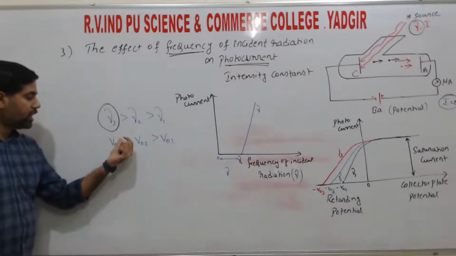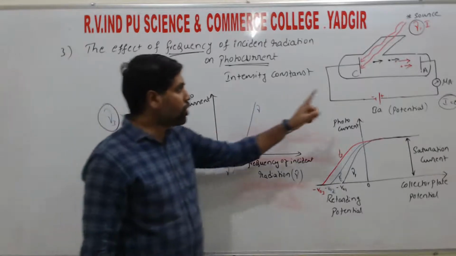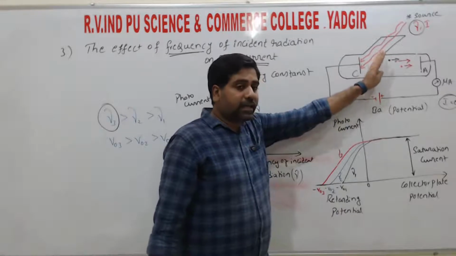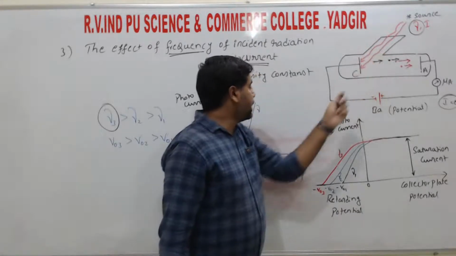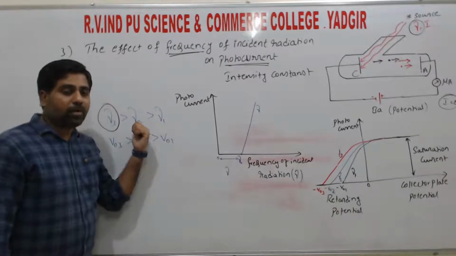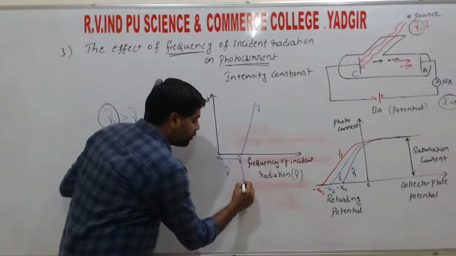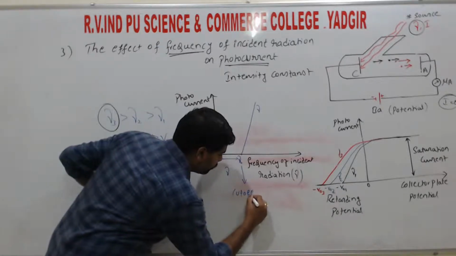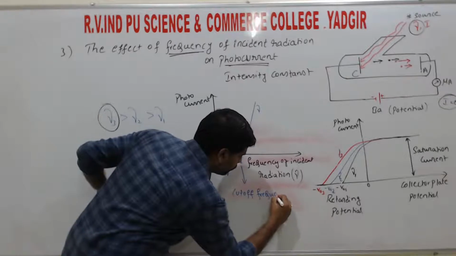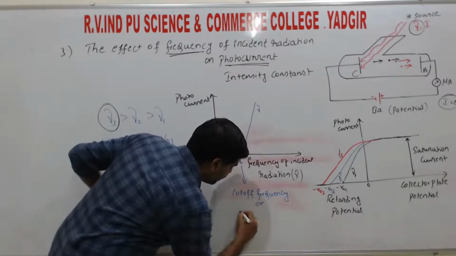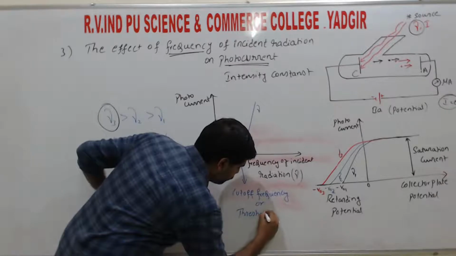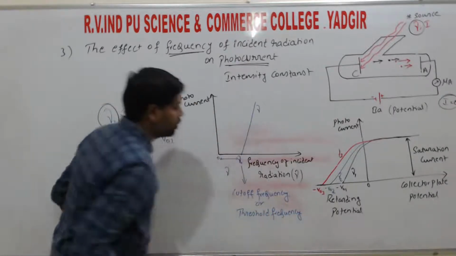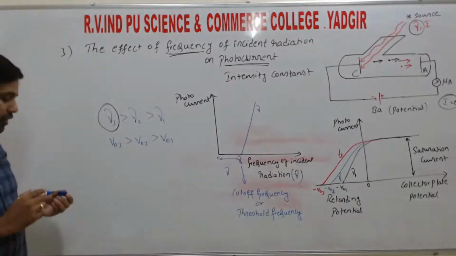So for the potential to stop the electrons, the minimum potential required, at that intensity, the minimum frequency, sorry, here we are using the frequency, right? So the minimum frequency we call the cutoff frequency. This one we call the cutoff frequency or threshold frequency.